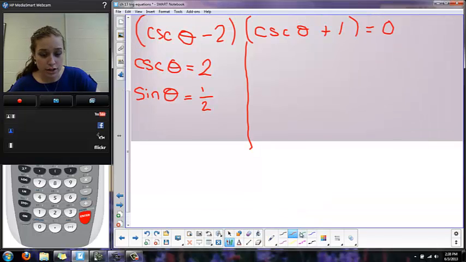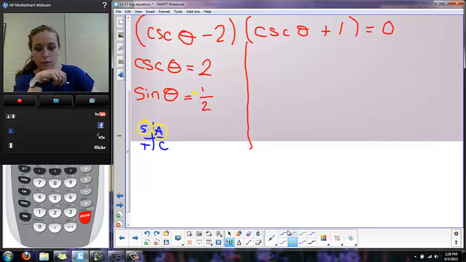Hopefully, you have a magic table sitting out in front of you that you can look at and figure out what this is. Alright, all students take calculus. That is a positive 1/2, so I'm going to look for where my answers are positive, here and here. So, this answer actually, sine theta is equal to 1/2.